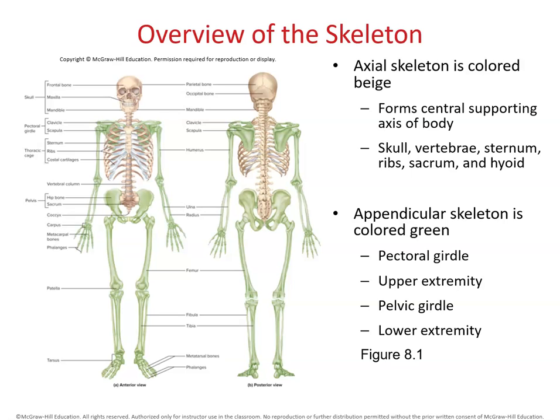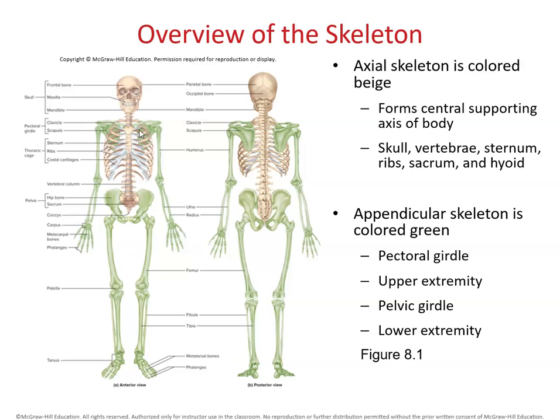So we can divide the human skeleton into two broad categories. We have the axial skeleton, which in this picture is colored in beige, and then the appendicular skeleton, which we see here in green. So the axial skeleton is the skull, the vertebra, and the rib cage. So from the front view, skull, the vertebral column, and the rib cage.